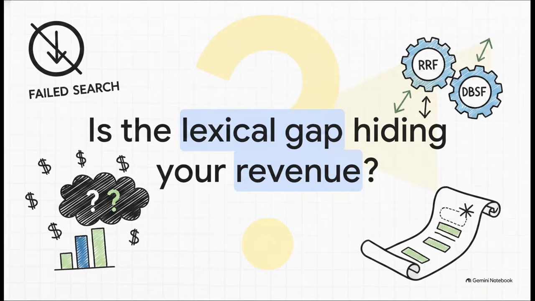I want to leave you with this provocative thought to consider about your own data architecture. If 31% of searches are failing, how much revenue or how many critical, game-changing insights is your current system hiding right now behind the lexical gap? And more importantly, how are you going to use tools like RRF and DBSF to finally reveal it?